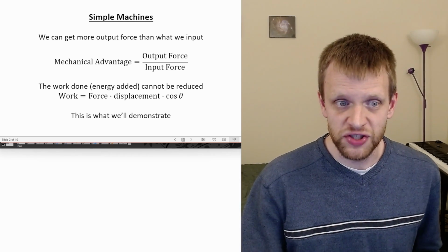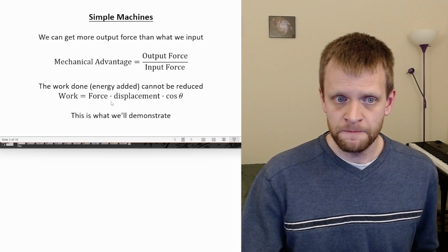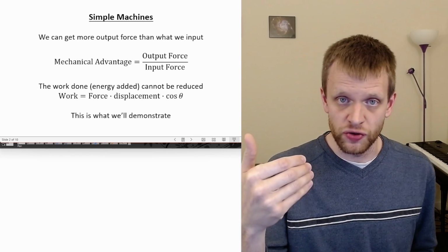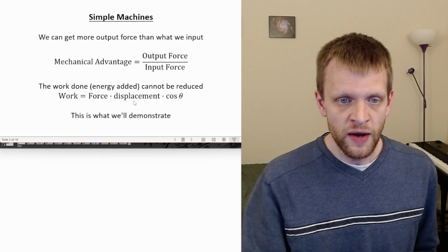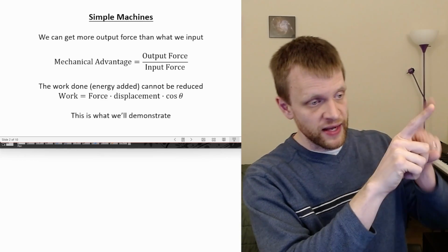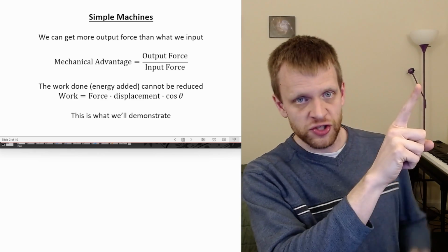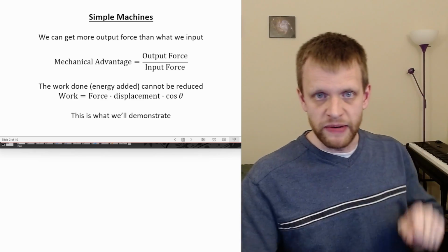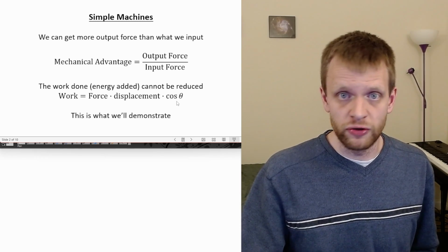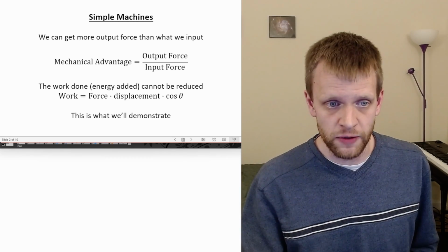Now, for simplicity, this work equation, again, work is equal to what force is being applied times the displacement, how far is the object that this force is applied to moving, times the cosine of the angle between the direction of the force and the direction of the displacement. In the examples we're going to be looking at, the force and the displacement are always going to be in the same direction, so that angle is going to be 0, and cosine of 0 just gives us the value of 1. So we can drop that cosine of theta term.